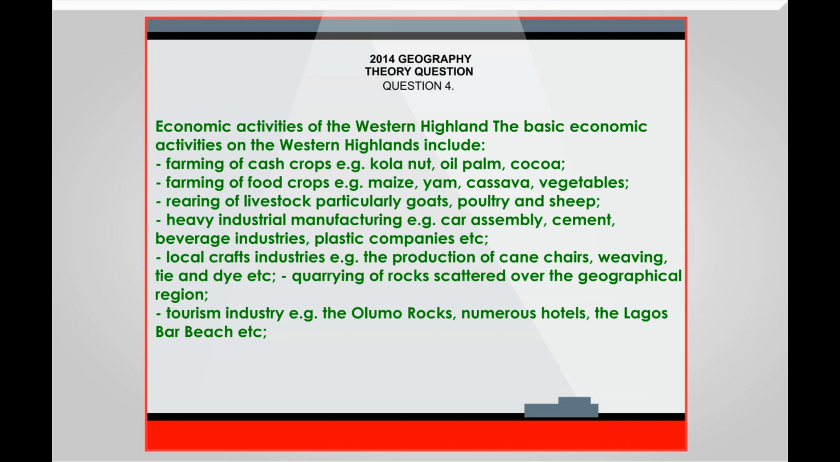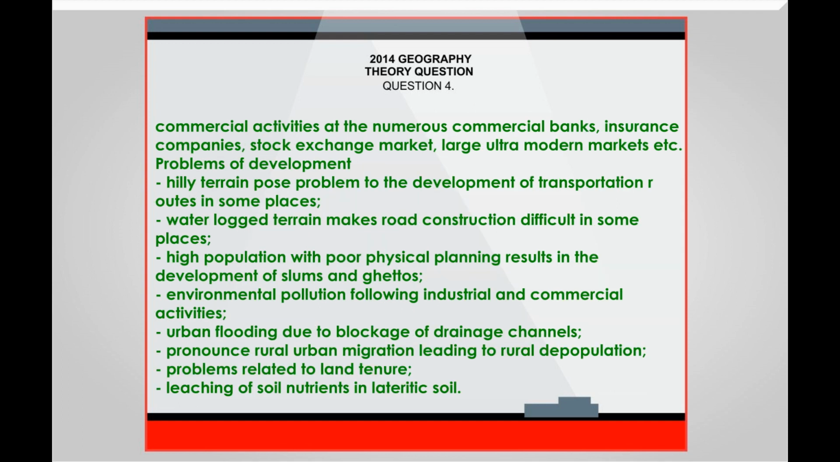Quarrying of rocks scattered over the geographical region. Tourism industry, for example, the Olumo Rocks, numerous hotels, the Lagos Bar Beach, etc. Commercial activities at the numerous commercial banks, insurance companies, stock exchange markets, large ultra-modern markets, etc.